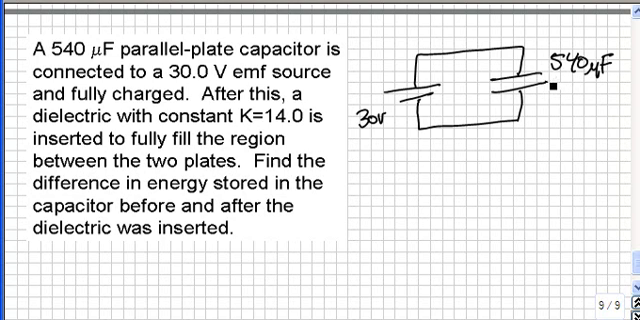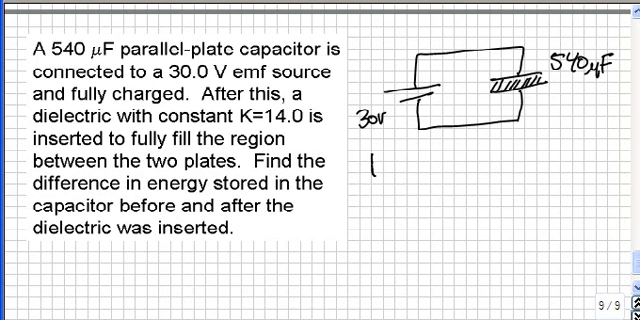Then after that's done, we insert in the region here a dielectric material. It completely fills it. It's got a dielectric constant, K, equal to 14. We let the capacitor charge up to a new value. It has a new energy. And the question is, what's the difference in energy stored between the two situations?